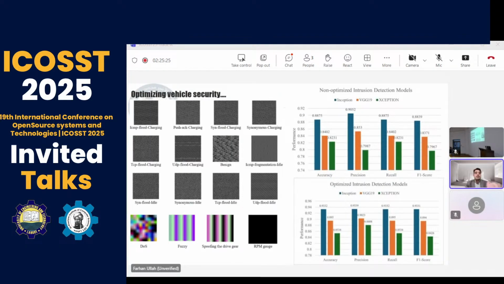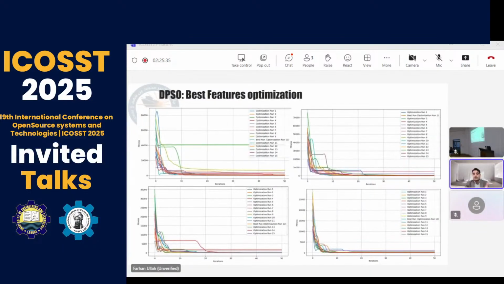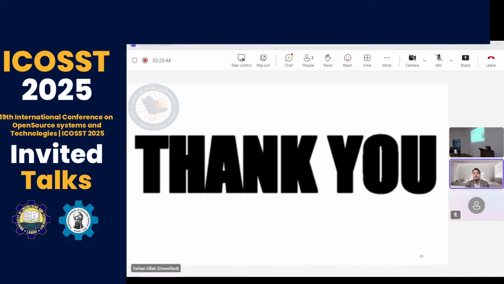This is the overview of the paper in more depth, and this is another paper where we have used a meta-heuristic algorithm in IoVs. And these are the curves for the optimization of the best features to make more runs and to get better solutions. And these are the epoch curves.